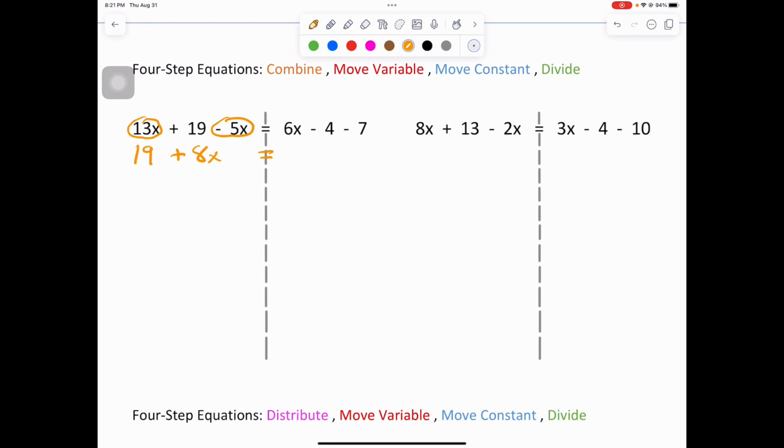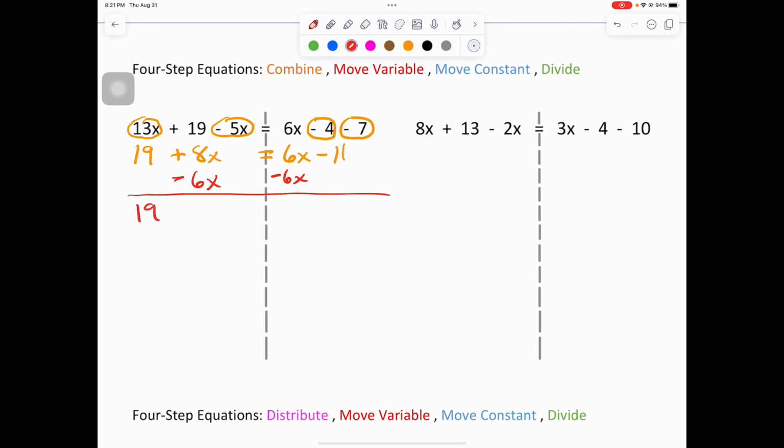There's our equal sign. But then on the right side, we have 6x minus 4 minus 7. Whoa, can we combine 6x with either of these two terms? No. But yes, you are correct. We can combine the negative 4 with the negative 7. Okay, so our 6x we just bring down. Negative 4 minus 7, negative 11. All right, we will move the variable with less value. We will take that 6x and we will subtract 6x, not just to one side, but to both sides. Bring down your 19.